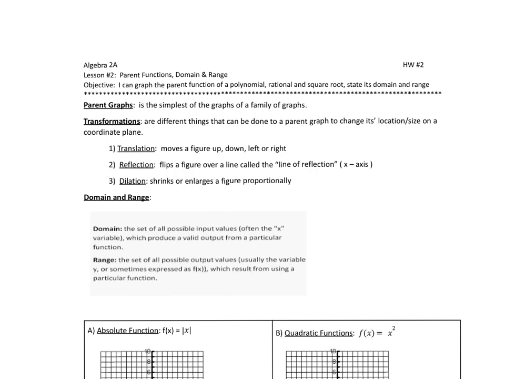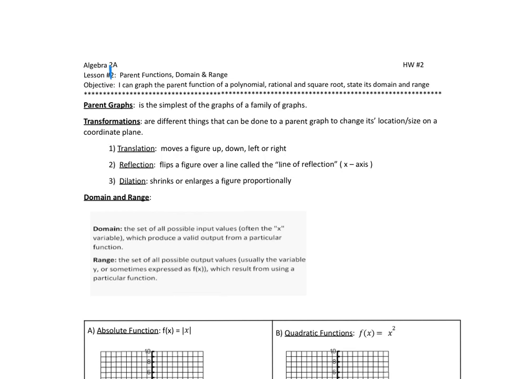Well, good afternoon, everybody. This is going to be our first video over Lesson 1. It says Lesson 2 up here at the top, but that actually is Lesson 1. Parent functions, we're going to introduce domain and range as well. This one probably will not be as long because you've already looked at the videos from Friday and you took notes over it.